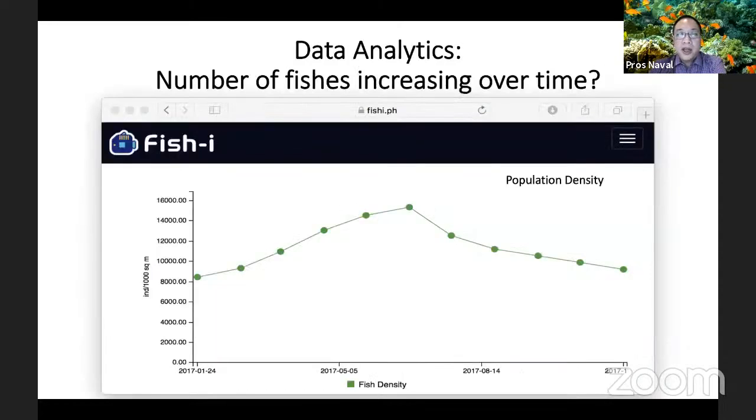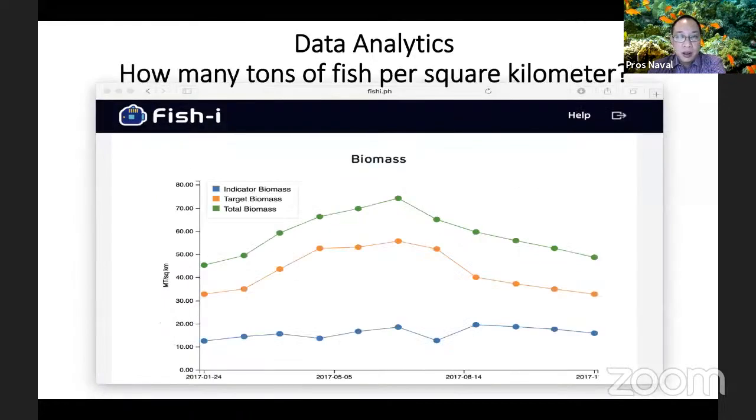You can also compare the number of fishes over time at the particular site. Is it really increasing or decreasing? This will tell us how effective the marine protected area initiative or rehabilitation effort is. You also can measure the number of tons of fish per square kilometer, so biomass, broken down according to indicator biomass and target biomass.